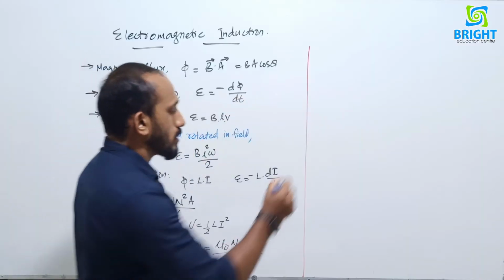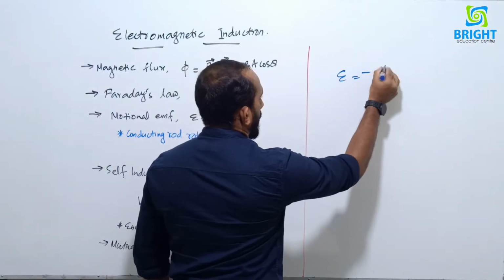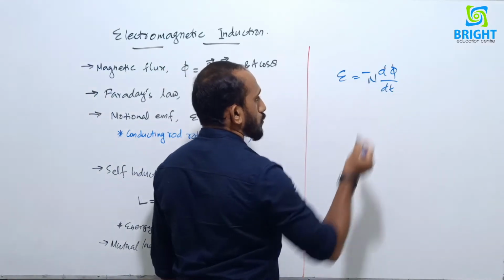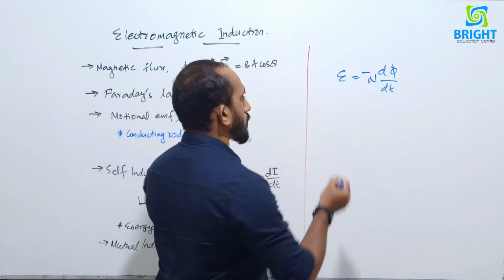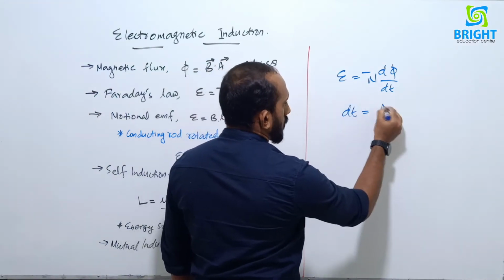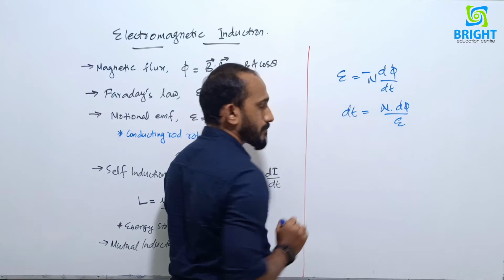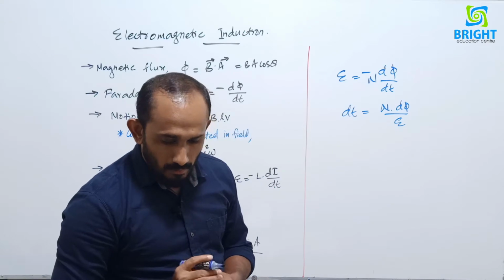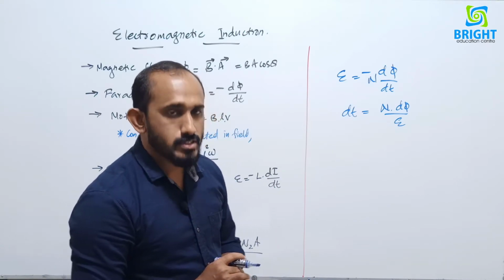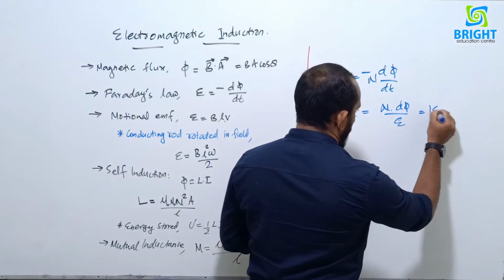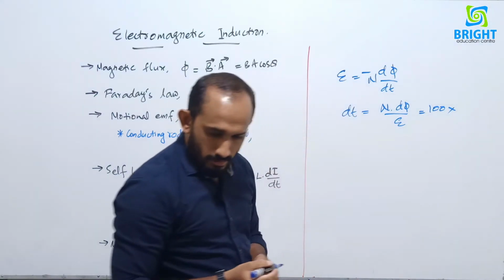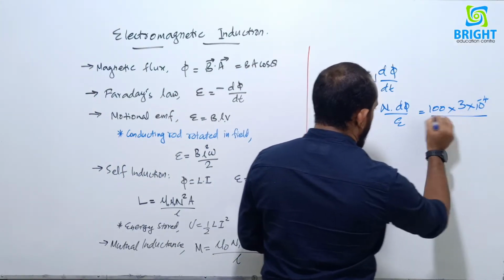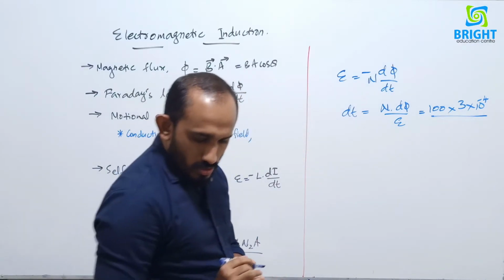From here itself we can do this: EMF is equal to negative d phi by dt. And if there are n number of turns, you should multiply with n. If you consider only the magnitude, then dt is equal to n d phi by E. Here the number of turns is 100, the magnetic flux phi is 3 into 10 to the minus 4, and EMF is 1.5. So if you substitute it, 100 into 3 into 10 to the minus 4 divided by the voltage induced, 1.5.